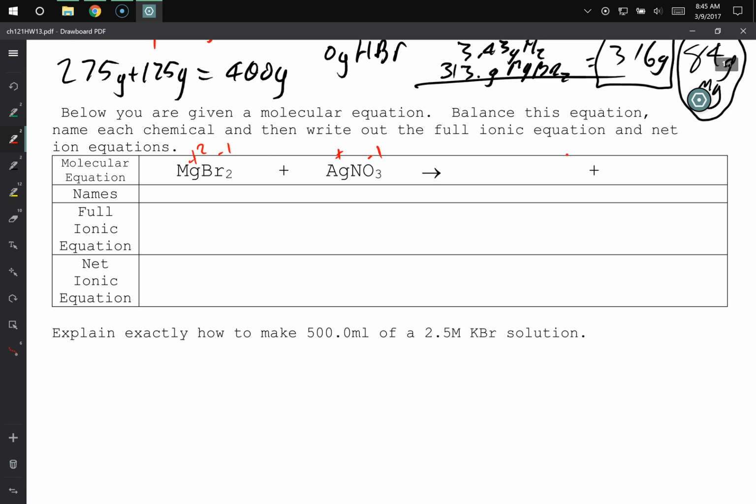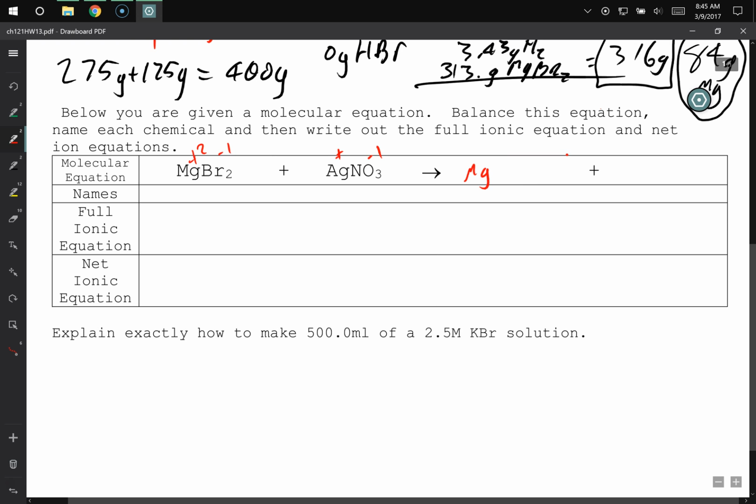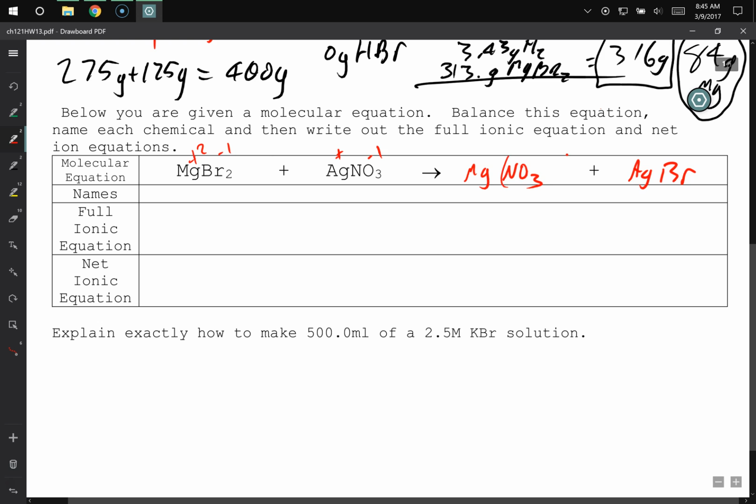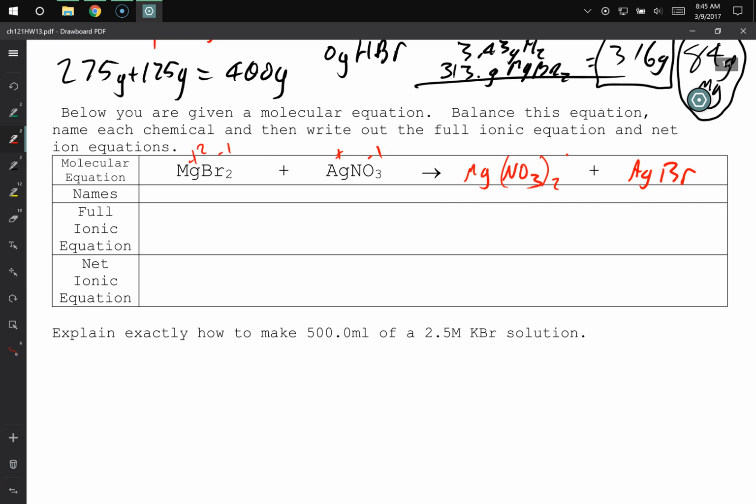So if I do a double replacement reaction, that means I need a magnesium reacting with a nitrate, and I need a silver reacting with a bromine. So what's wrong with what I wrote here for the magnesium nitrate? The charge is imbalanced, right? So to do that, I'm going to need 2 nitrates because the nitrates are minus 1. So now that magnesium nitrate, that's correct.